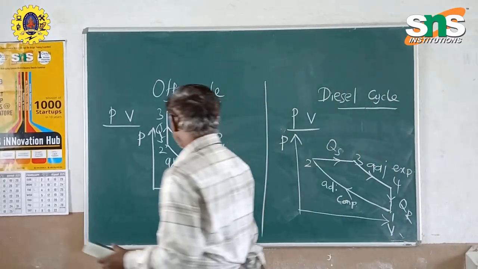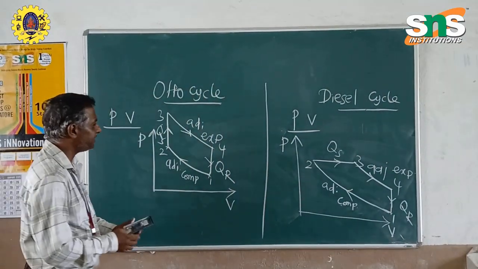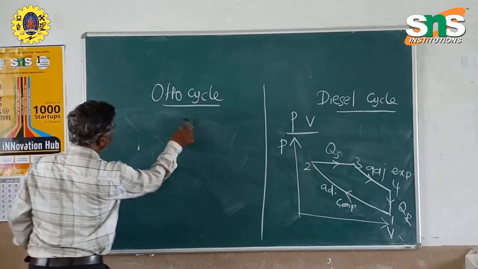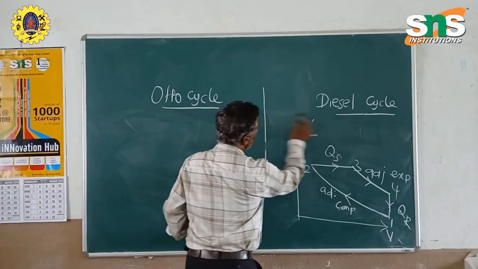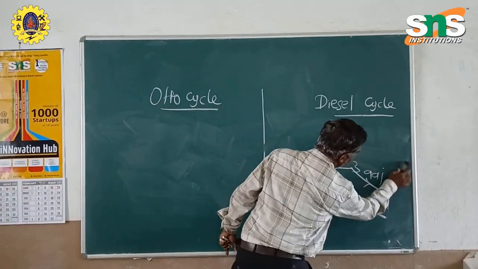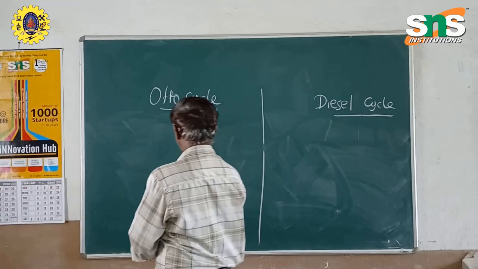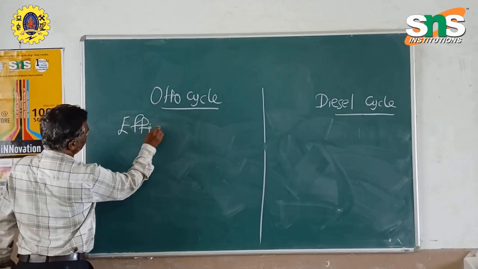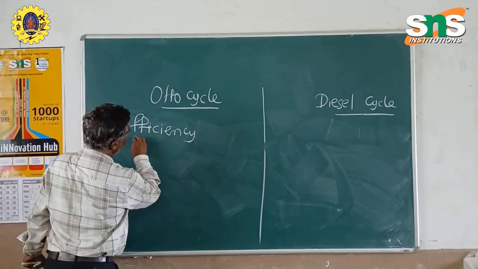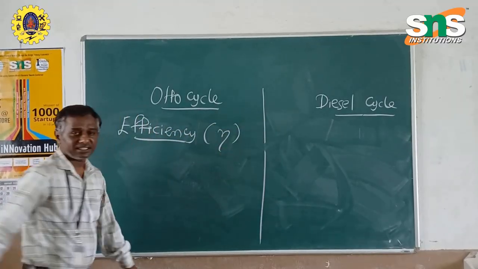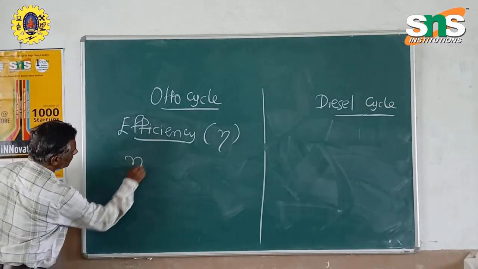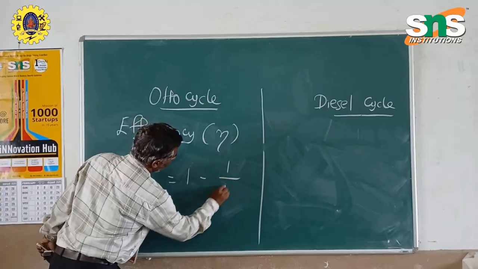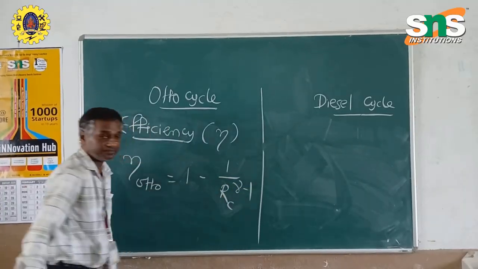Okay. Finally, we can have the efficiency. So I will give you the final derived efficiency formula here for both the Otto cycle and the diesel cycle. Let's take the Otto cycle efficiency, which we take as theta. So what is the Otto cycle efficiency? It's nothing but 1 minus 1 by RC power gamma minus 1.